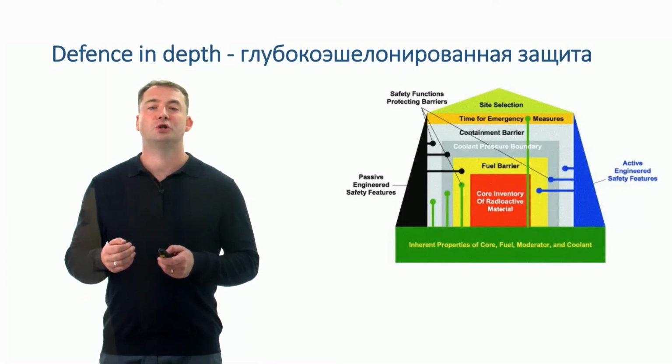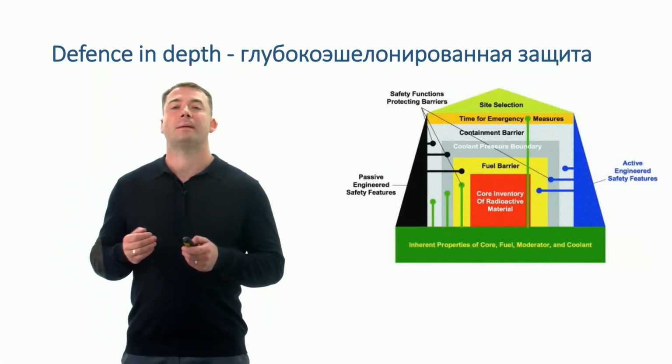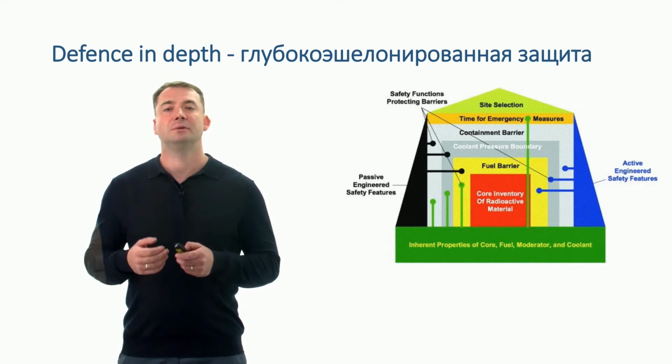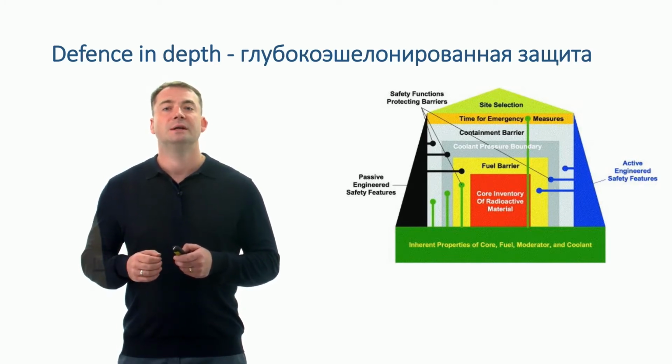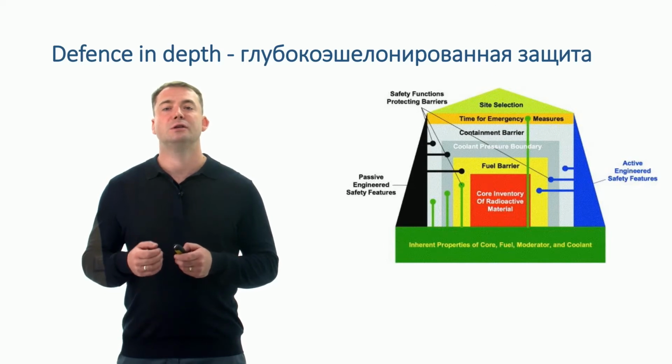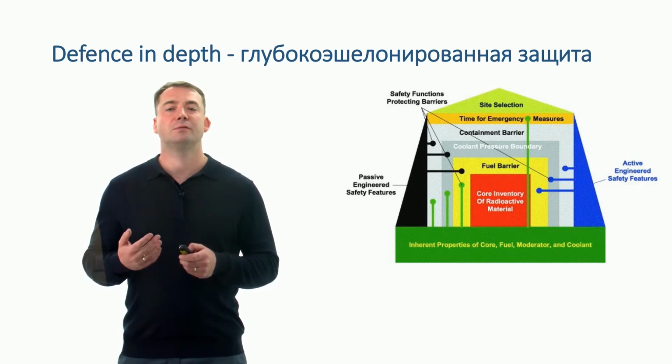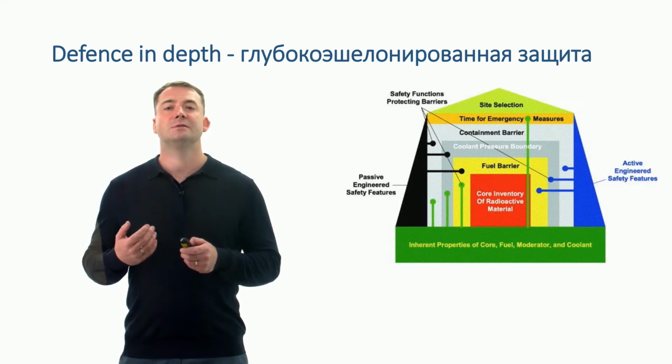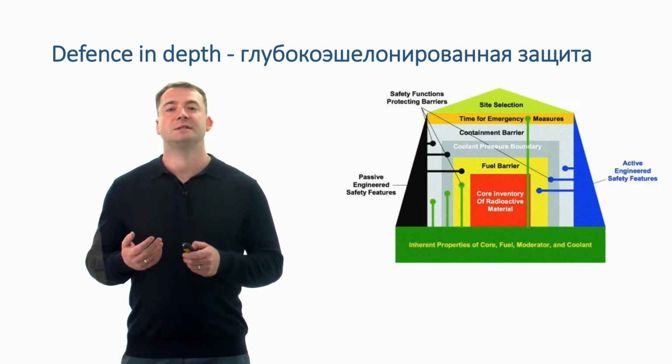Defense in depth, глубоко эшелонированная защита. Defense in depth is an approach that creates multiple independent and redundant layers of protection and response to failures, accidents, and fires. For example, defense in depth means that if one fire suppression system fails, there is another to back it up. The idea is that no single layer, no matter how safe and robust it is, is exclusively relied upon. The defense in depth systems are designed to compensate for human and mechanical failures that may occur on the facility.